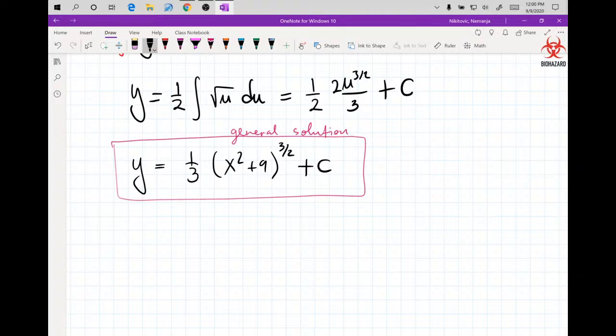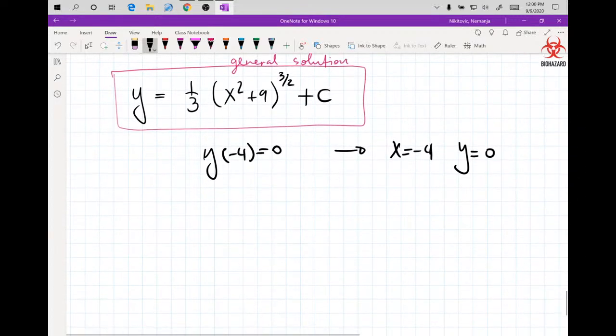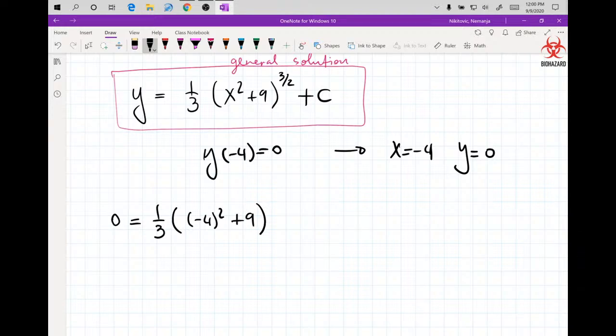But we were given y of -4 is 0, which means x is -4, y is equal to 0, and we plug those in to calculate c, which will give us the particular solution. So y is 0. Then we have 1/3. Then we have negative 4 squared plus 9. Then we have 3/2, and then we have plus c.